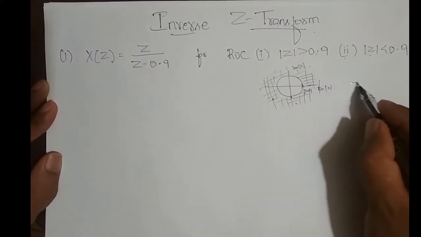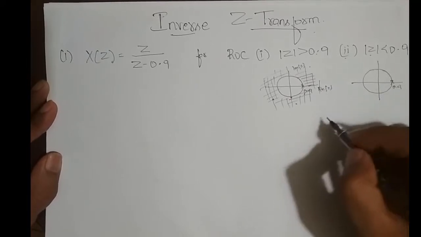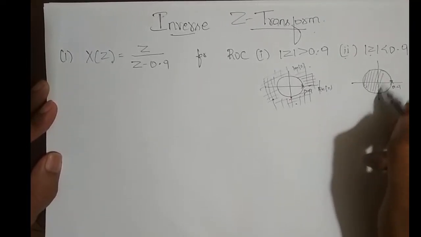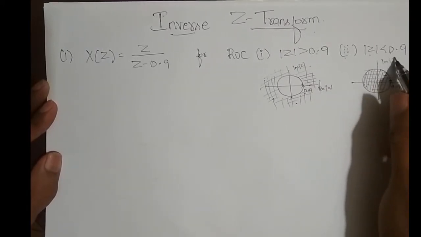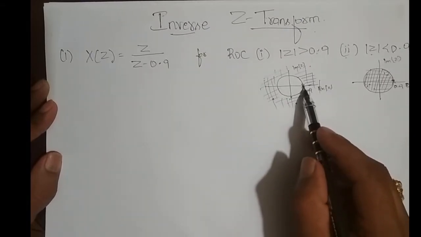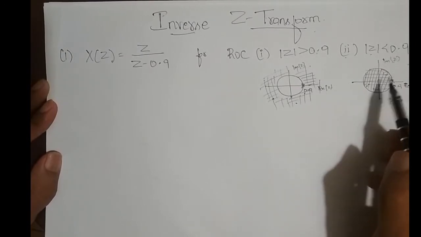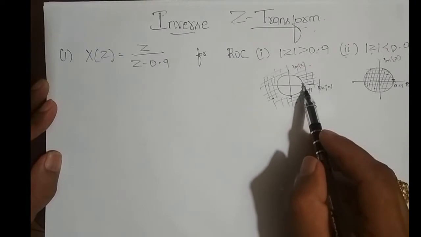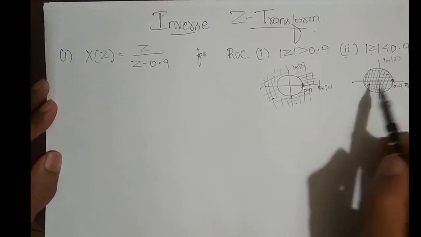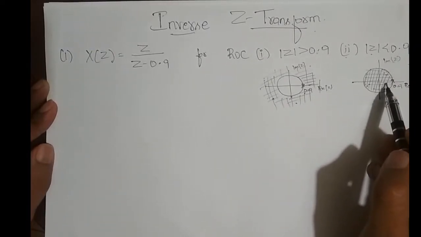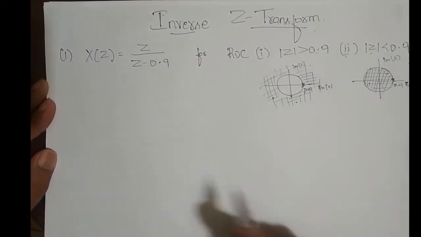Similarly, what about magnitude of z less than 0.9? I have a circle with radius 0.9 and its ROC is inside, right? So this is real part of z and this is imaginary part of z. In the first case, the sequence is an infinite length right sided sequence. In the second case, the sequence is an infinite length left sided sequence. How did I say that? Because if the ROC is outside the circle, it is a right sided sequence. If the ROC is inside the circle with radius some value, it is a left sided sequence. We discussed it in detail in the introduction part of Z transform.